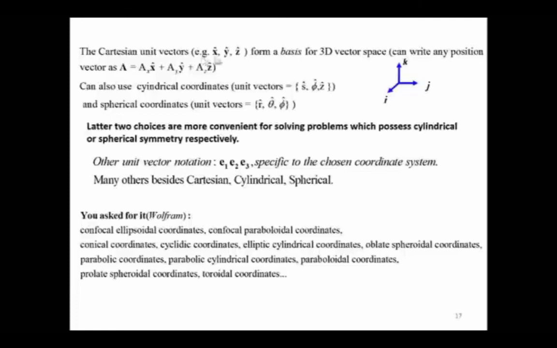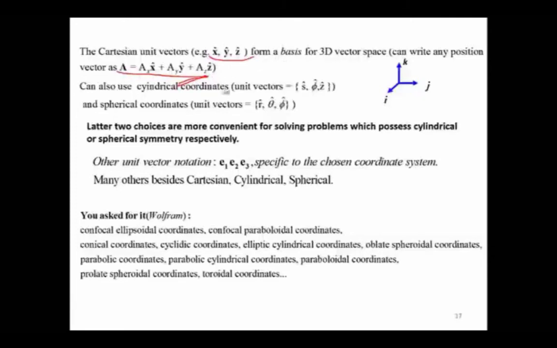Well, let's go back to these unit vectors. The Cartesian unit vectors, and here I've written them as x hat, y hat, z hat, it could be i, j, k, form a basis for a three-dimensional vector space. And we can write any vector A that's in that space as a sum of components with unit vectors x, y, z. Because you can do that, that's what you mean by a basis.